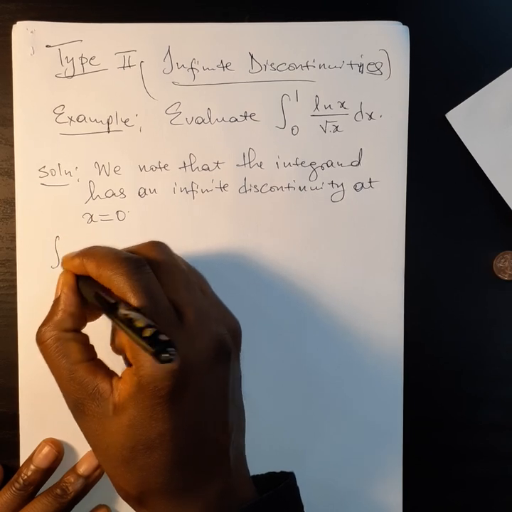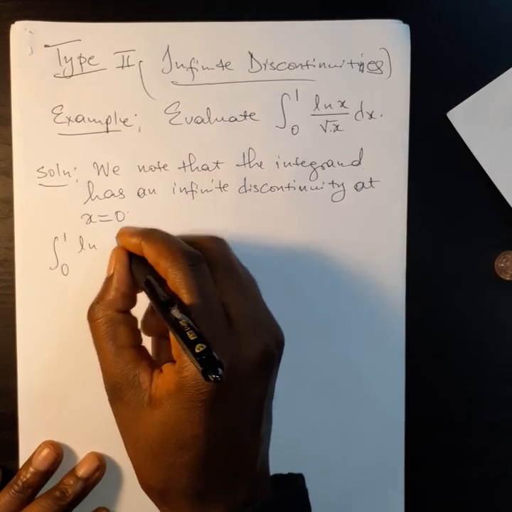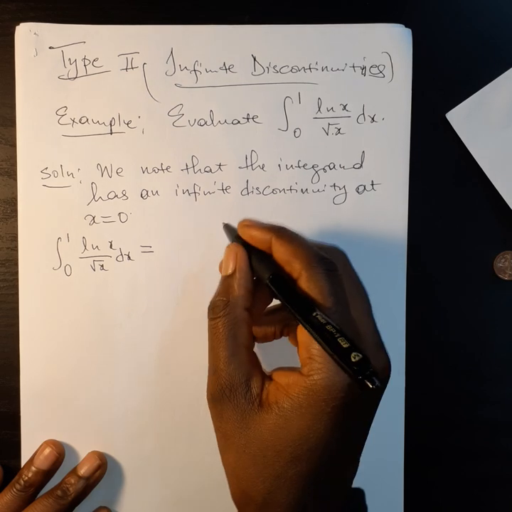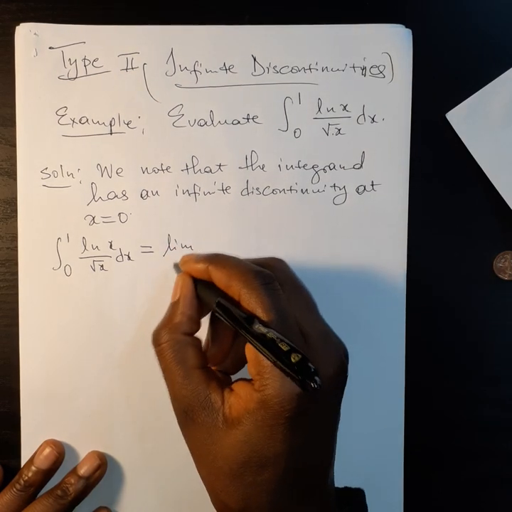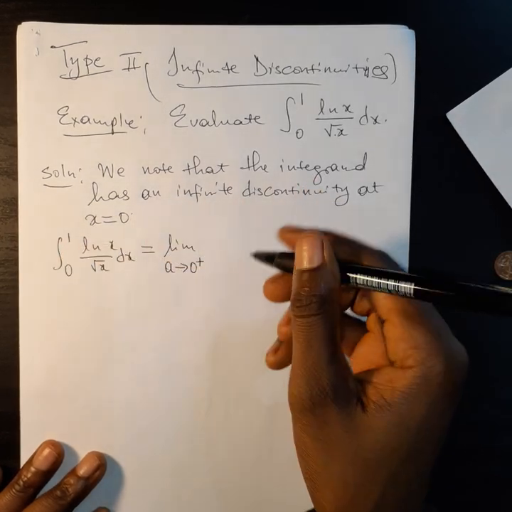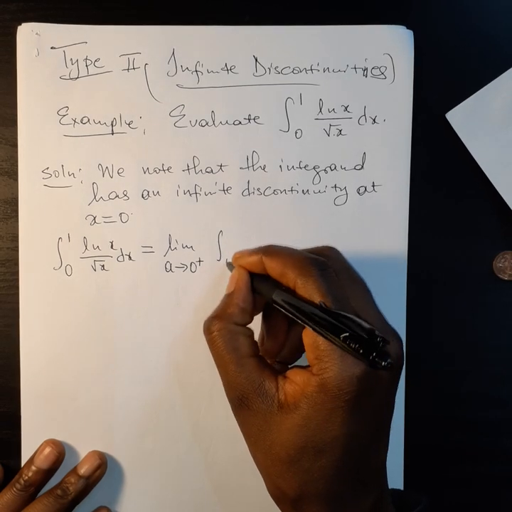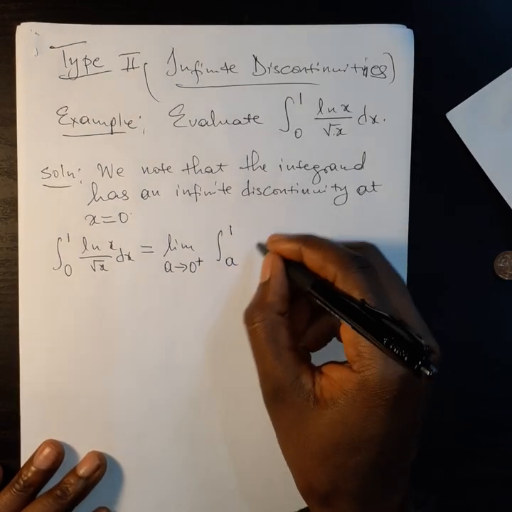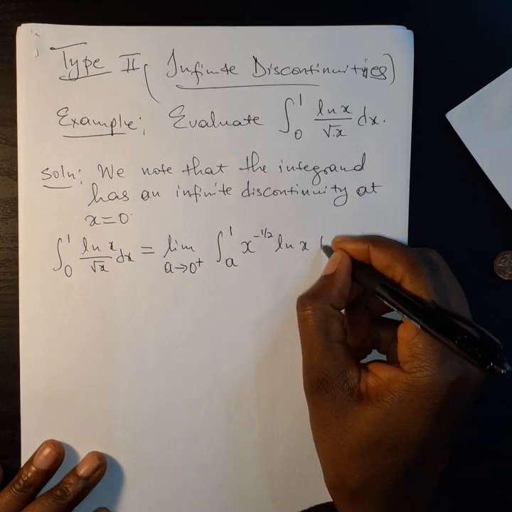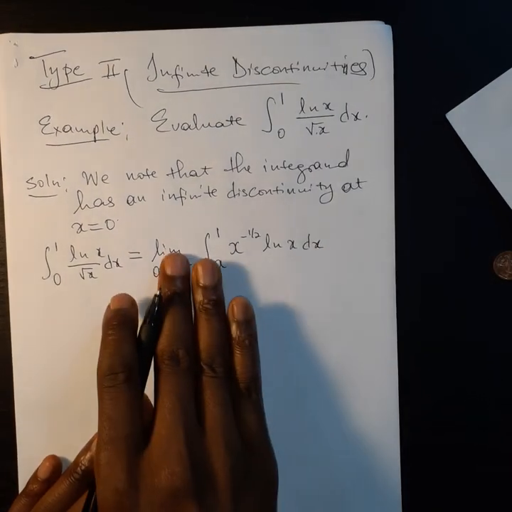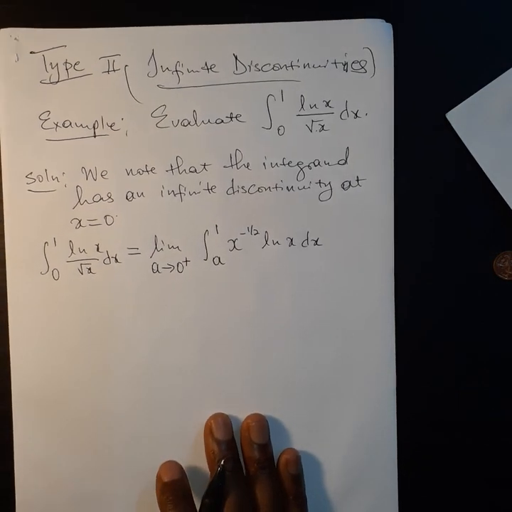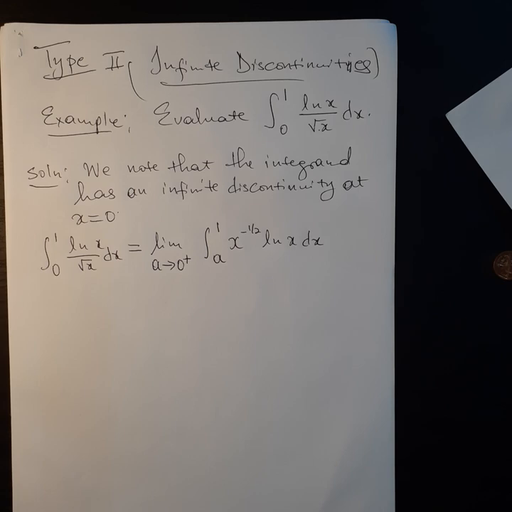So this kind of integrals are evaluated like this. We say the integral from 0 to 1 of the ln of x over square root of x dx is the same thing as the limit when, say, a is approaching 0 from the right. Then we talk of the integral from a to 1 of x to the power minus 1 over 2, the ln of x dx, like that. Now, to evaluate this kind of a limit, we may use what we call integration by parts.